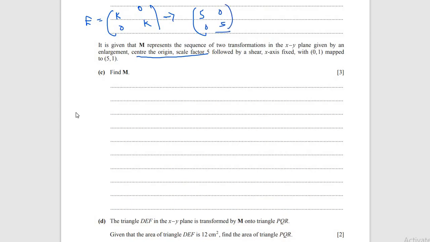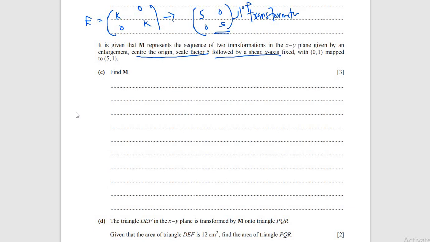That's the enlargement in this case, by a scale factor of 5. This is the first transformation mentioned. You need to be very careful about the arrangement. The first transformation is always the second matrix, the one they mentioned, followed by a shear, followed by a shear in the x-axis.